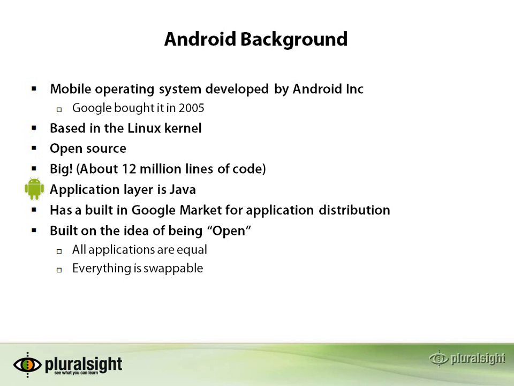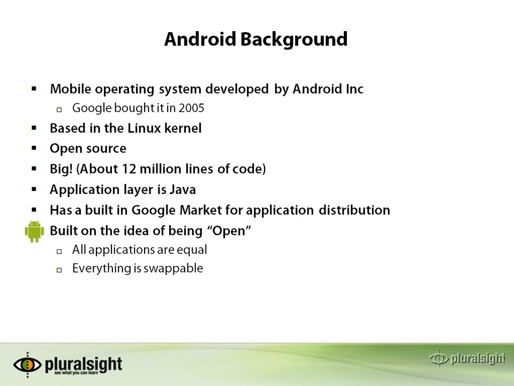The application layer, though, which is mainly what we're going to be concerned with, is written in Java. There's some C++ and C layers down below that interact with the Linux kernel, but everything is built above that we're going to be working with in Java. So we just really need to be familiar with Java. We talked about the Google Market a little bit before, and it's a kind of a core thing about Android is that the Google Market comes with the Android OS and it allows you to find applications and distribute applications.